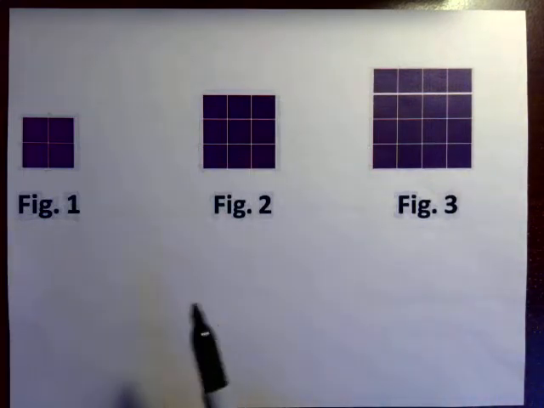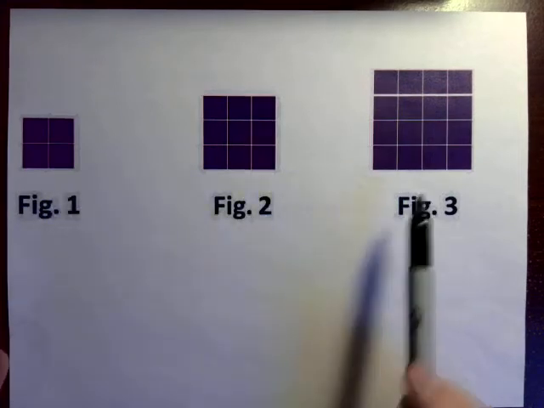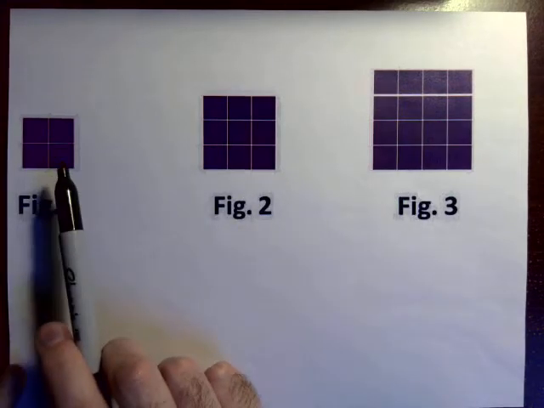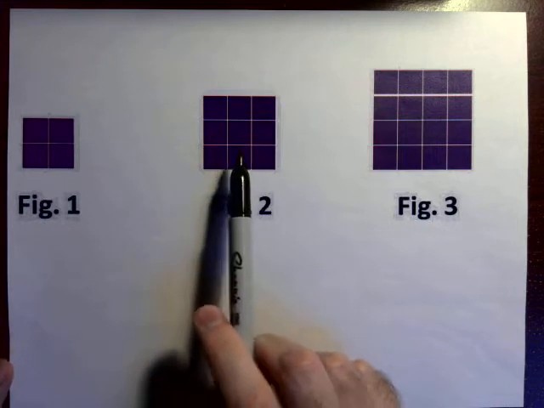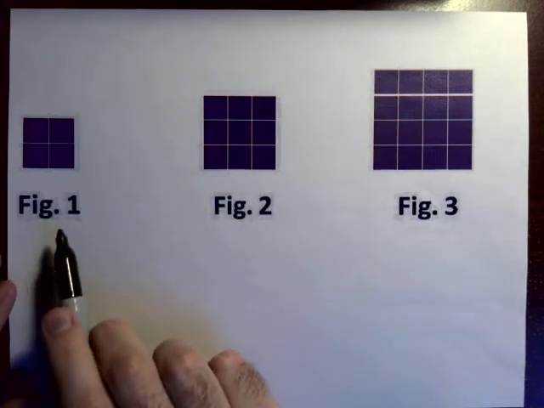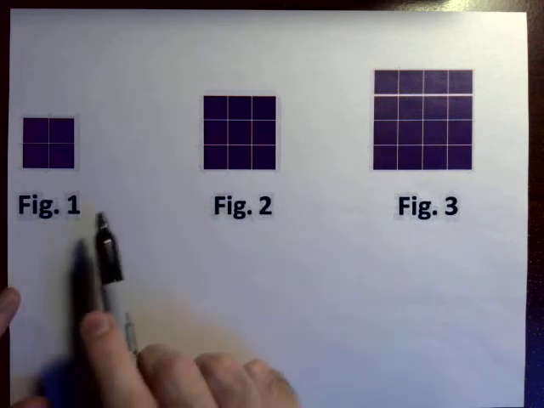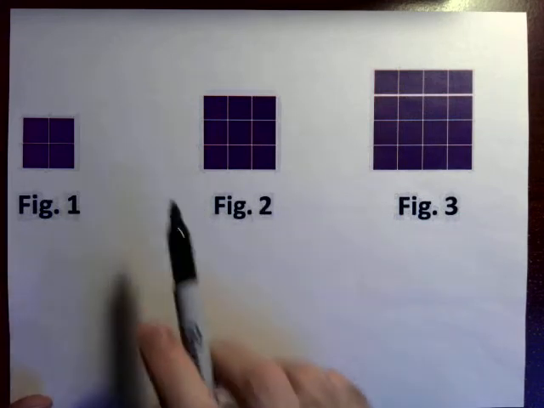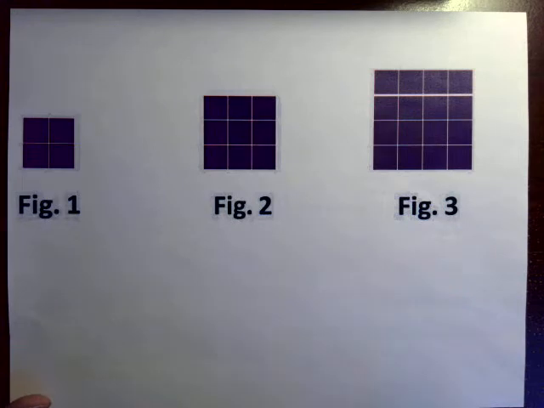So this is our first pattern. We have figure 1, figure 2, and figure 3. This figure has 4 squares, this figure has 9, and this one has 16. Just based on that, you can probably already get an idea of how many blocks will be in figure 4. If you said, oh, I bet there's 25, then you were right. What we're going to do is create an equation that represents this pattern rule, no matter what the figure number is.